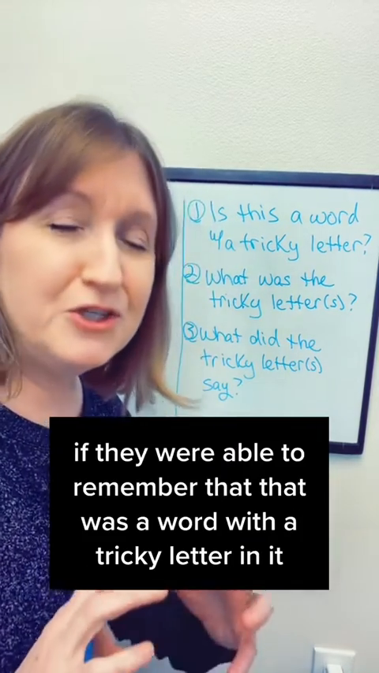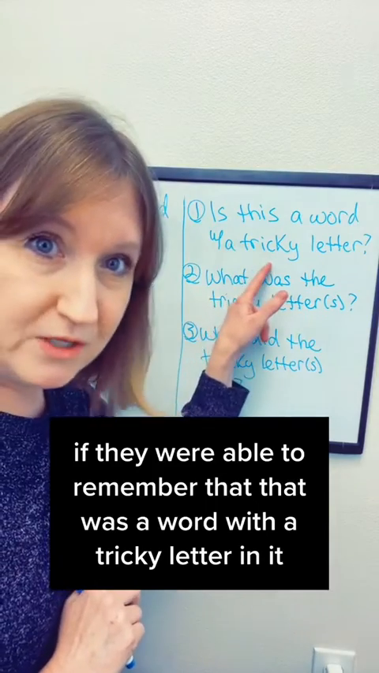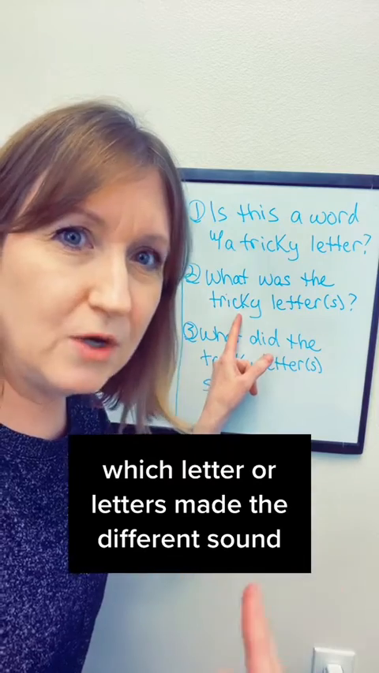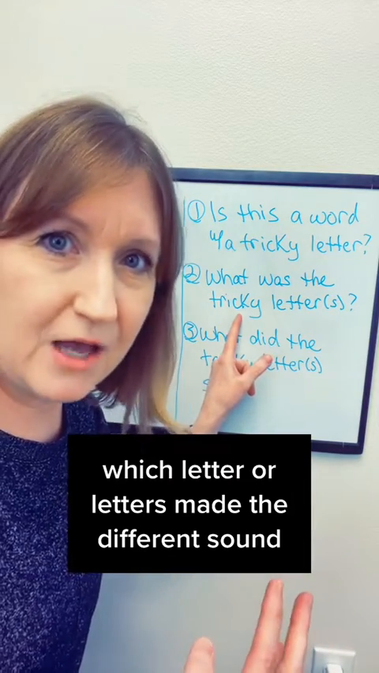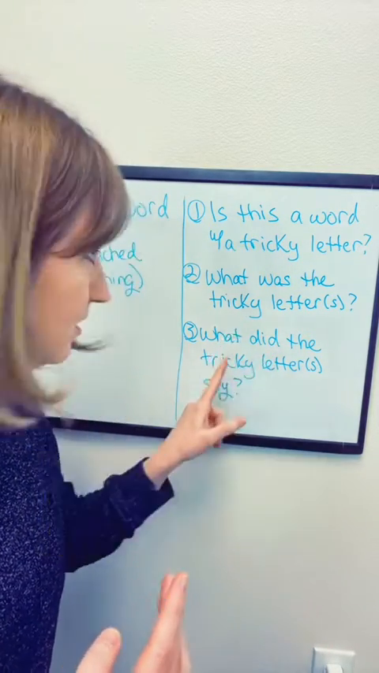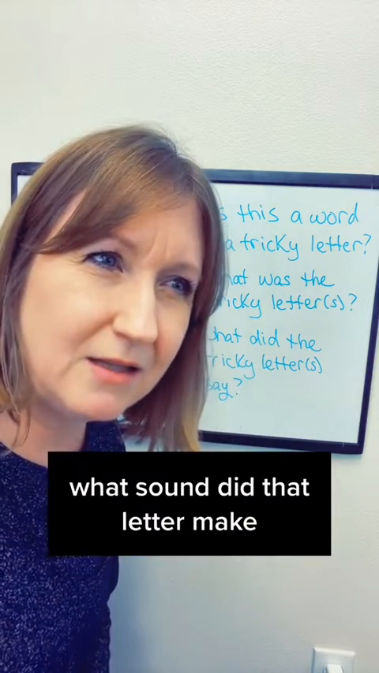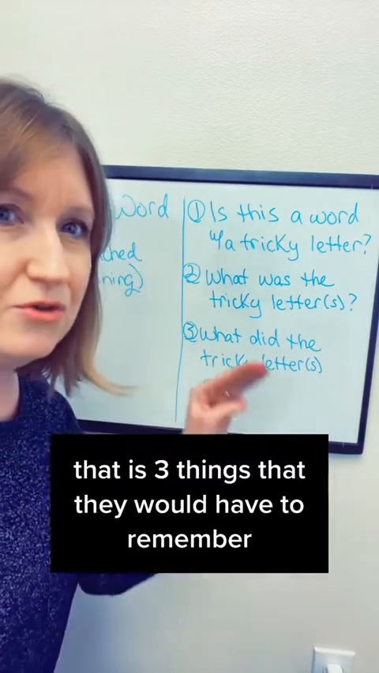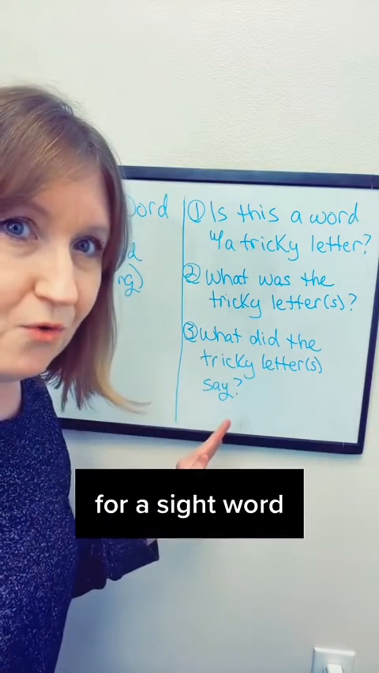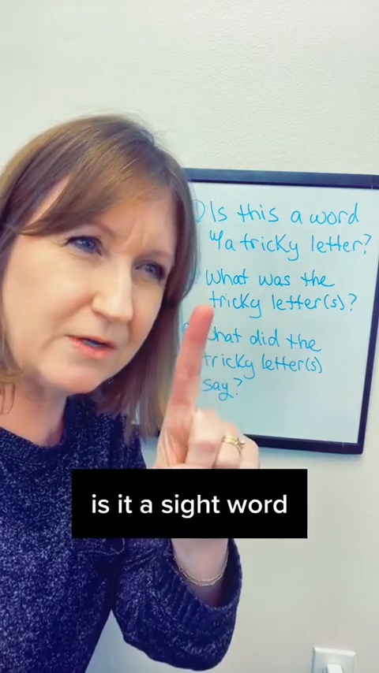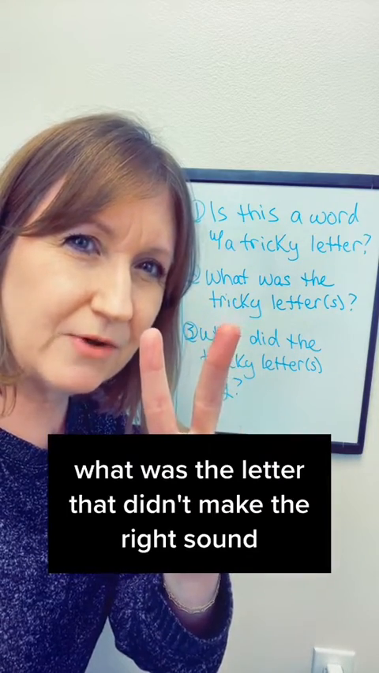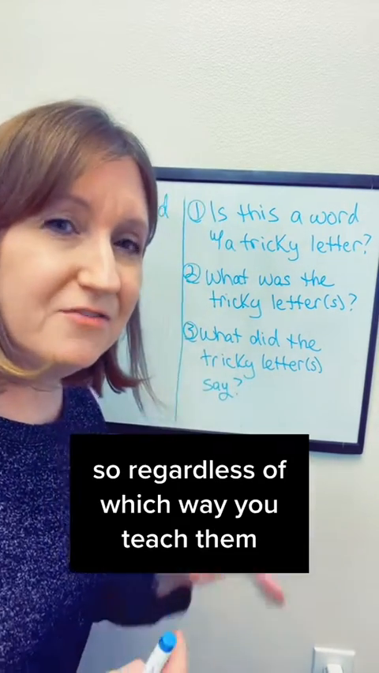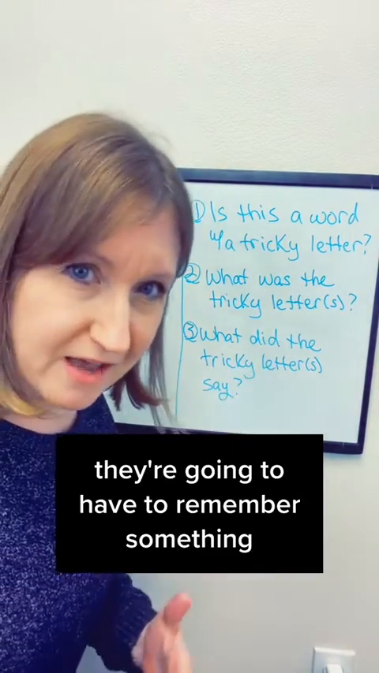Third, if they were able to remember that that was a word with a tricky letter in it, and if they were able to remember which letter or letters made the different sound, then they also have to remember, what sound did that letter make? That is 3 things that they would have to remember for a sight word. Is it a sight word? What was the letter that didn't make the right sound? And what was the sound that that letter was supposed to make?